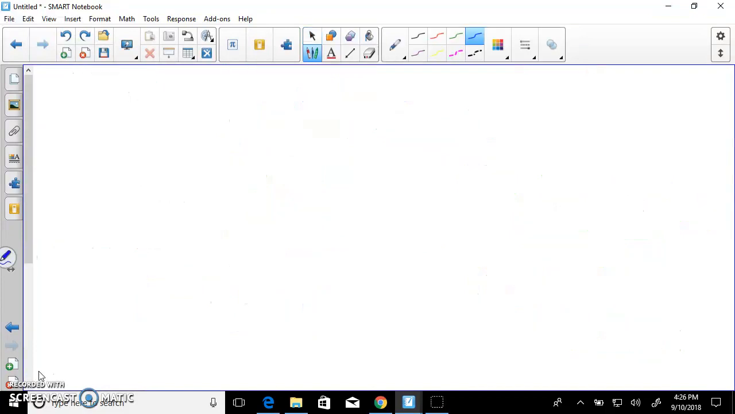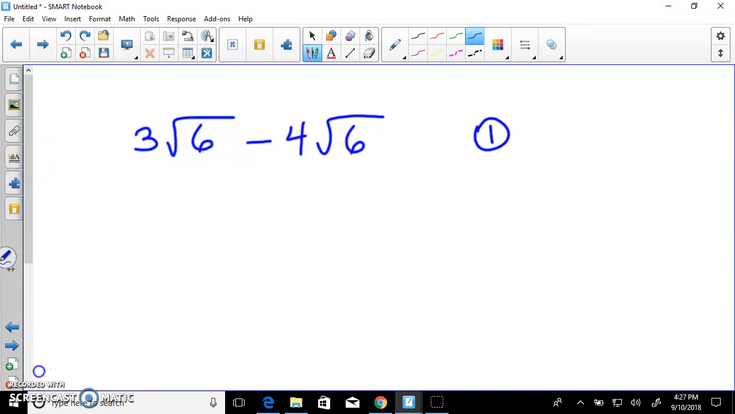Now, what happens if you had something that looked like this? 3 square root of 6 minus 4 square root of 6. So we're always looking at the radicands first, okay? So look at the radicands. Are they similar?